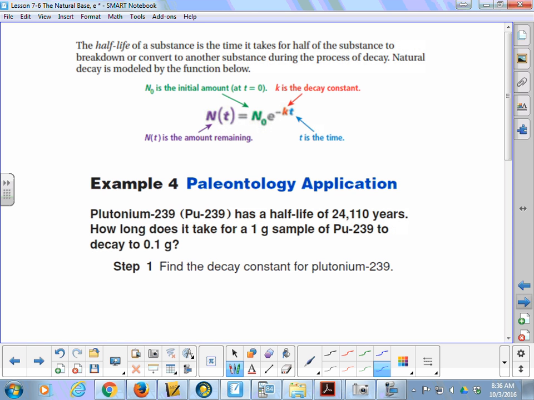All right, so the first thing we need to do is find k. We need to find the decay constant because we need that value to be able to complete this problem. Because they give us our starting amount, which was 1 gram. They tell us our ending amount is 0.1 grams. And they tell us that the half-life is 24,110 years. So we need to use that information, first of all, to find k. And then we can find out how long it's going to take.